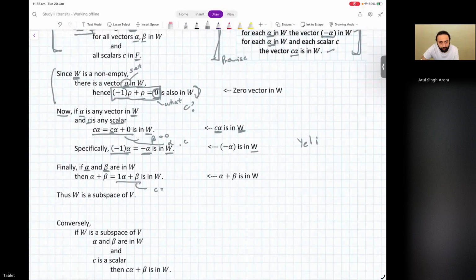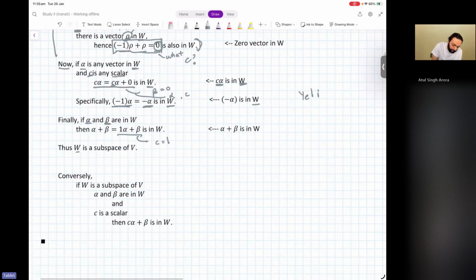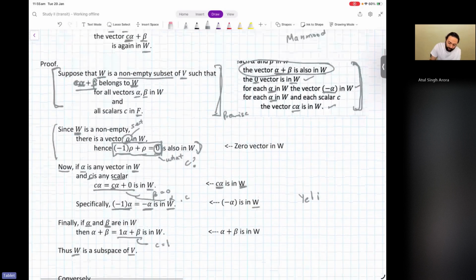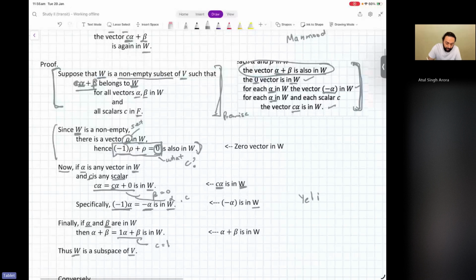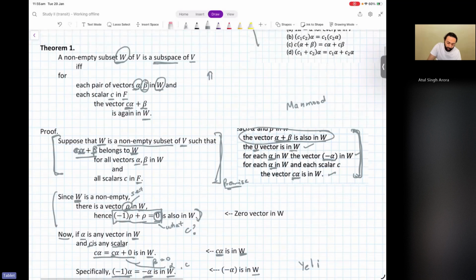C is 1. Just 1. C is 1. Okay, fantastic. All right. So now thus W is a subspace of V. So we've established all the necessary conditions for W to be a subspace, right? That it has to have the zero vector, the linear combinations have to belong, the negative vector has to belong, and scalings have to belong to the set, and all of these things are true. So by starting with the premise, we are able to establish that W is indeed a subspace, right?